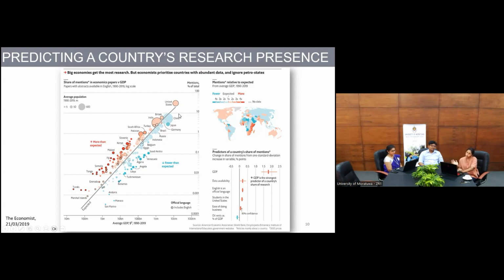But what I like to kind of bring your attention to is the right-hand side of this visual, where they have visualized the results of a regression analysis. Now, I don't know how many of you use regression analysis in your research, but I do a lot. And I always stick to kind of this tabular representation of my regression results.